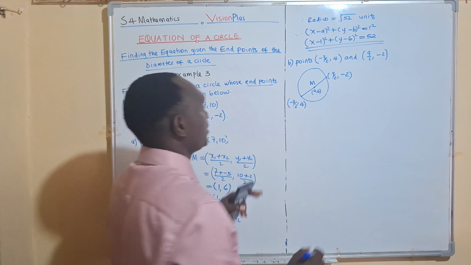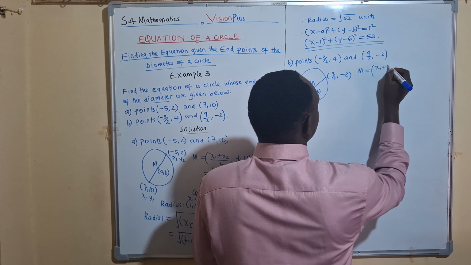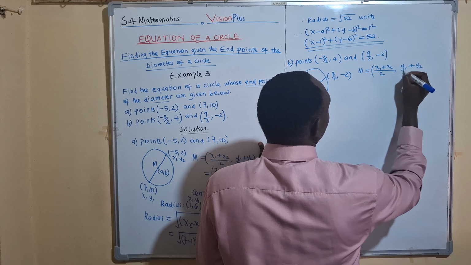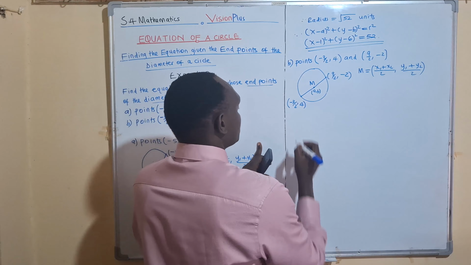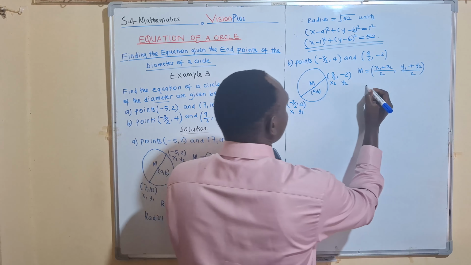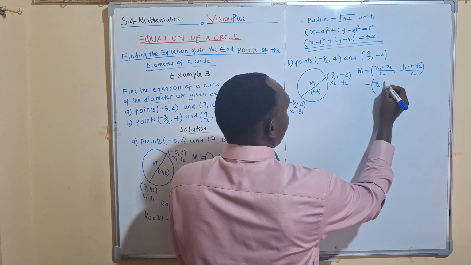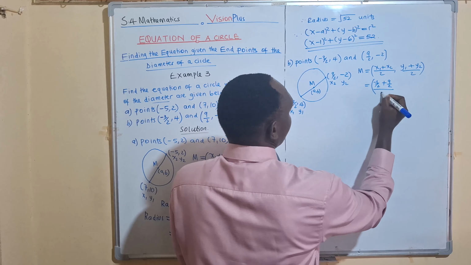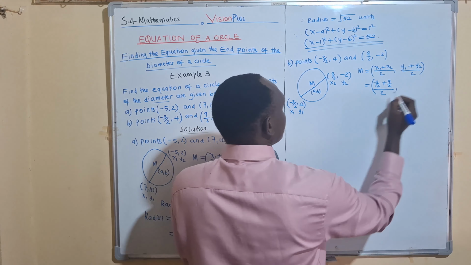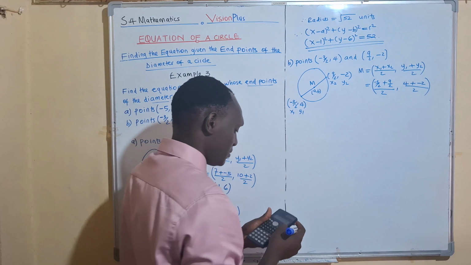So for me to get the midpoint N, which are the coordinates of the center, I'm going to say the midpoint N is given by (x1 plus x2) out of 2, comma, (y1 plus y2) out of 2. Close the bracket. So I'm going to call this x1, y1, x2, y2. And then I substitute. x1 is negative 3 out of 2 plus x2 is 9 out of 2, but the formula says that you divide them by 2, comma, y1, 4 plus y2 which is negative 2, divide them by 2. Then you use the calculator.